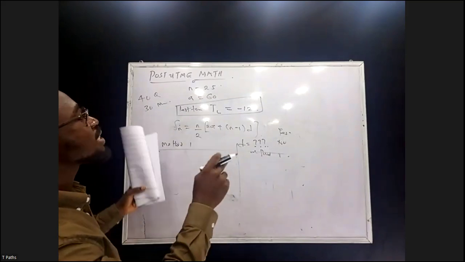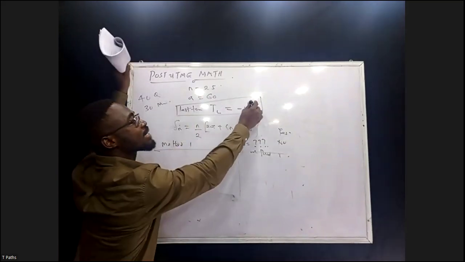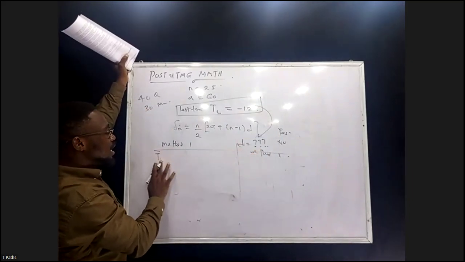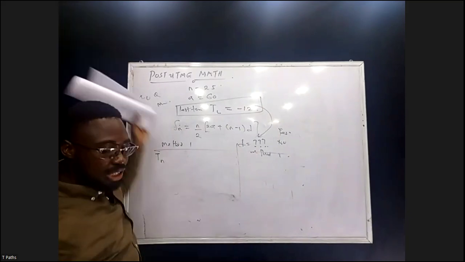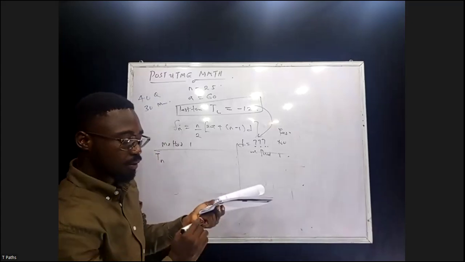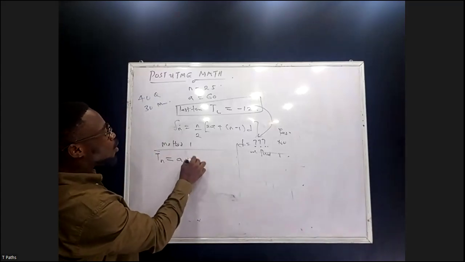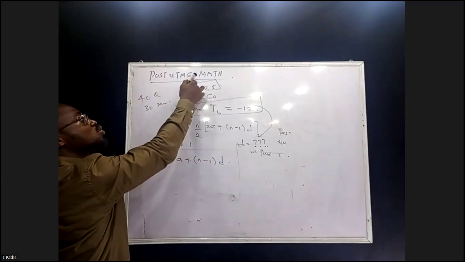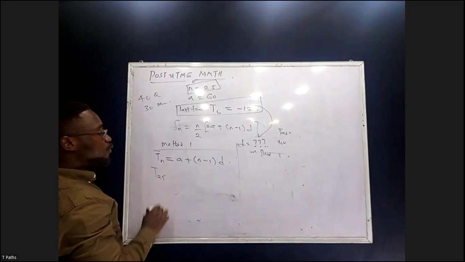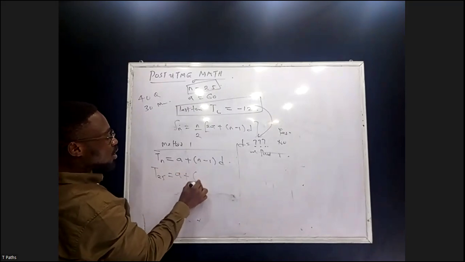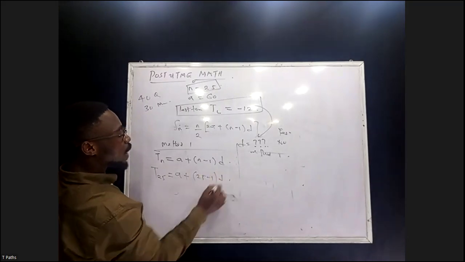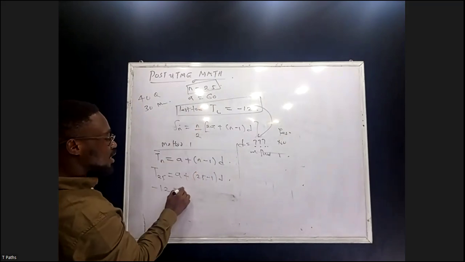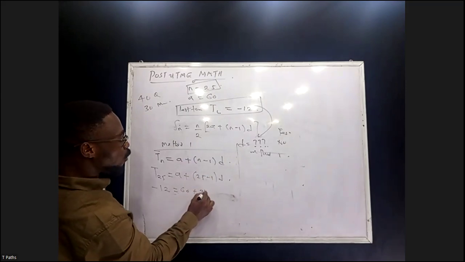Now, if we have the last term in the question, what is that last term doing? That last term can help you get your D. How? Look at it. The last term is just like your normal Tn, which is a plus (n minus 1)d. We are told that the number of terms in that sequence is 25. That means that the last term is T25, which will be equal to a plus (25 minus 1) multiplied by d. What is the last term again? Minus 12 equals, what is our a, the first term? 60 plus (25 minus 1), 24, multiplied by d.